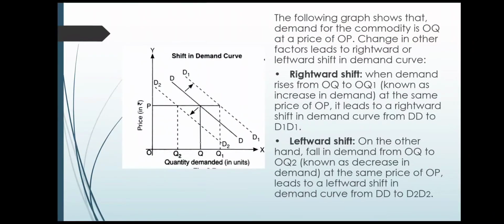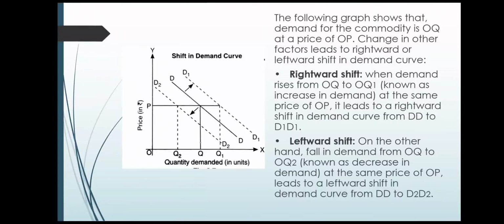The following graph shows that demand for the commodity is OQ at a price of OP. Change in other factors lead to rightward or leftward shift in demand curve. Rightward shift when demand rises from OQ to OQ1, known as increase in demand, at the same price of OP, it leads to a rightward shift in demand curve from D to D1.